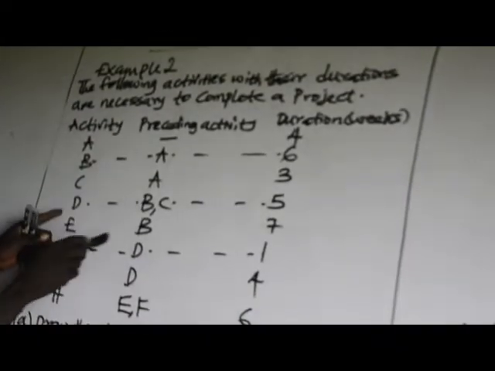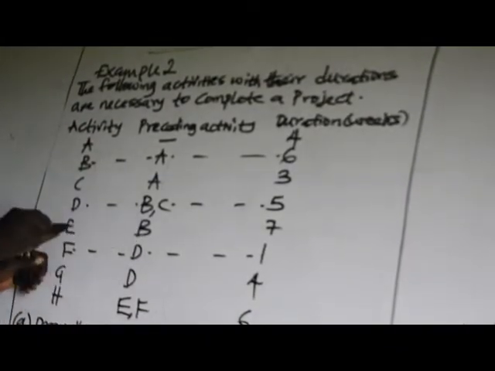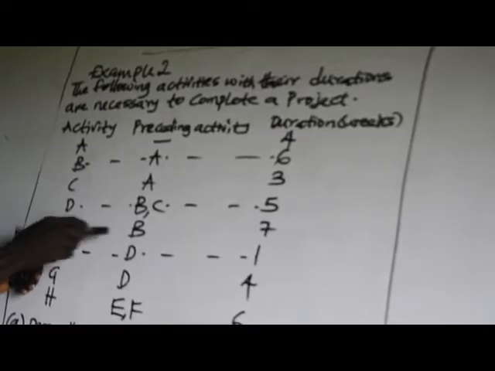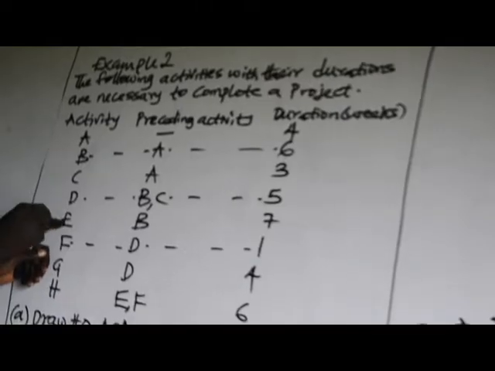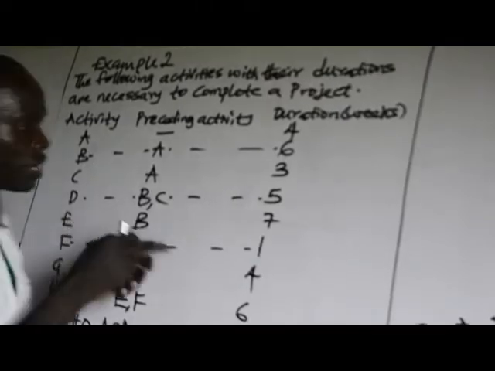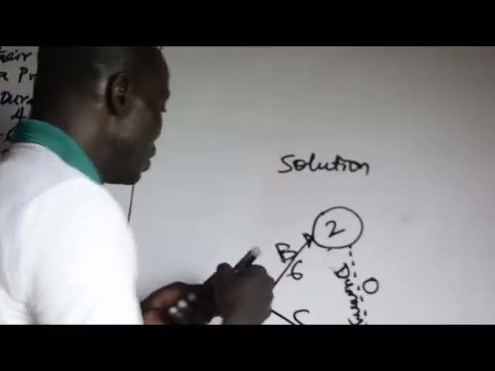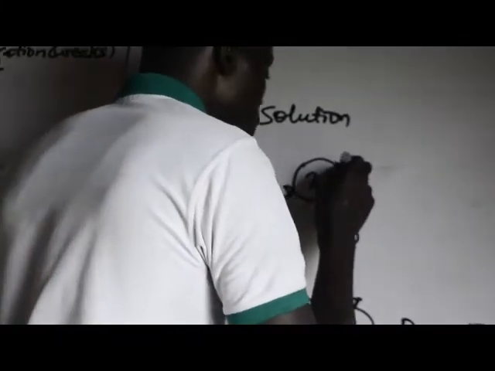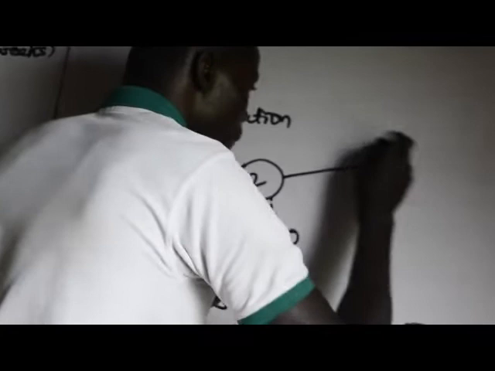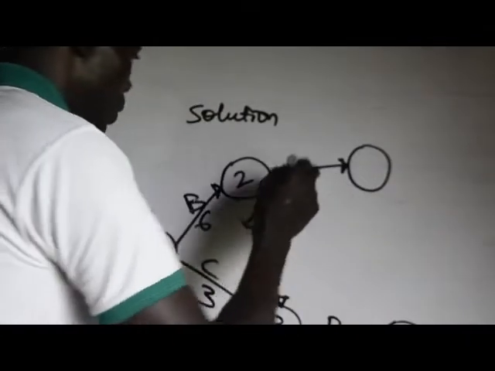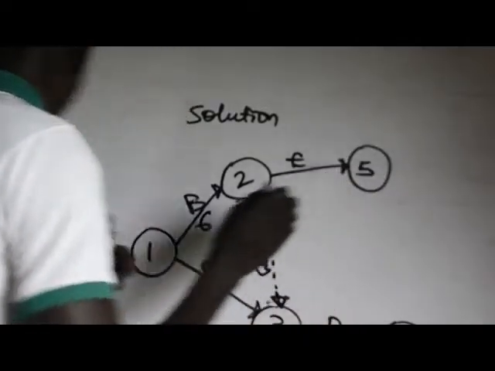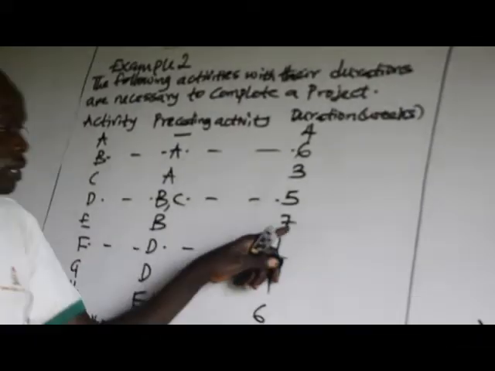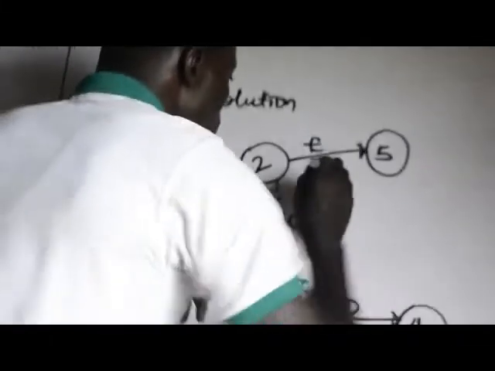That is D. From activity B, then you have E coming up. So that means E is an offshoot of activity B. Now, where is our B? This is B. So you have E now coming out from there. This is number 4, so this will be number 5. The duration of activity E is 7 weeks.